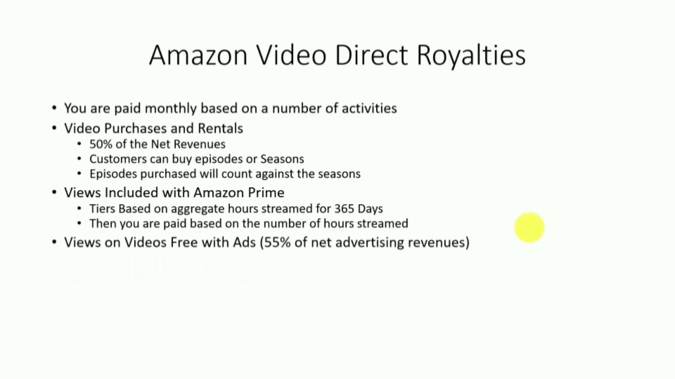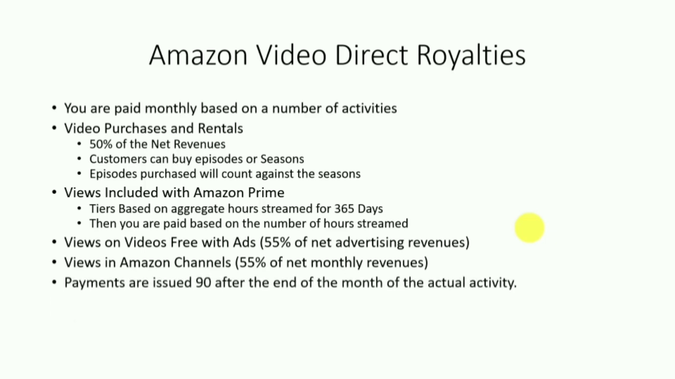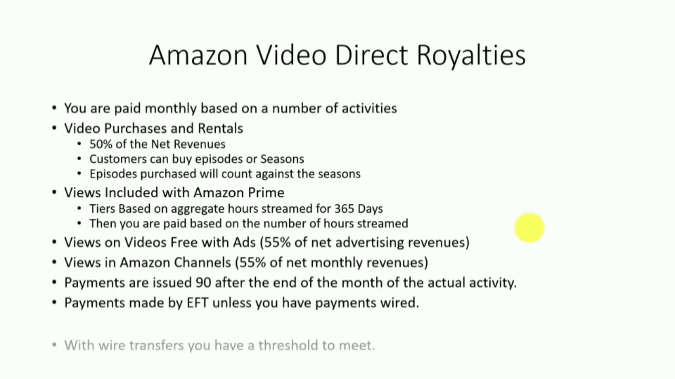You're also going to be paid 55% of the net advertising revenue of individuals who've chosen to watch videos free but to have ads associated with them. You'll also be paid 55% of net monthly revenues of individuals who are watching your videos through Amazon channels. When that happens, payments are going to be issued 90 days after the end of the month after the activity occurs. And payments are going to be made to the bank account that you've already set up unless you choose to have payments wire transferred.